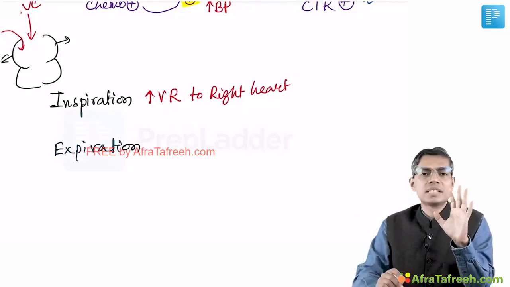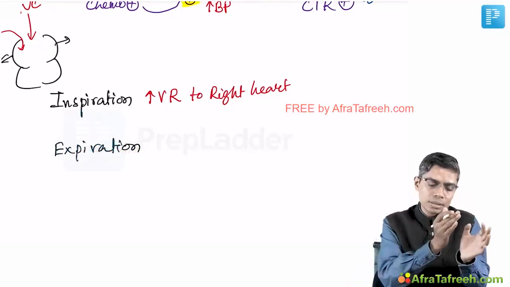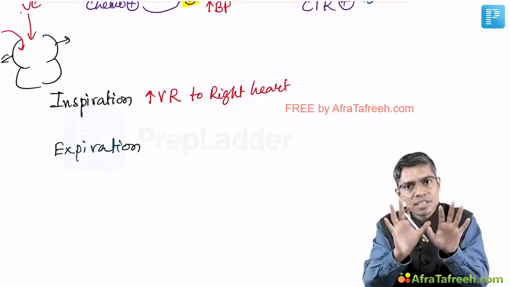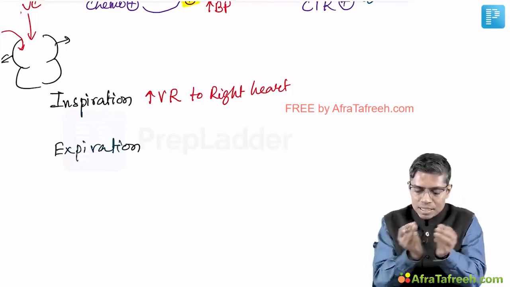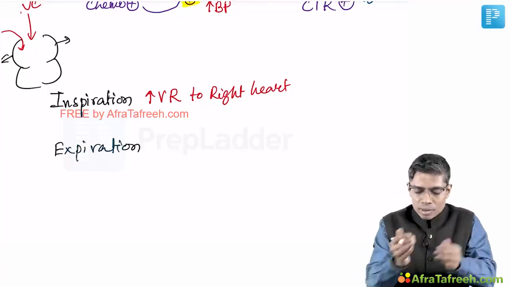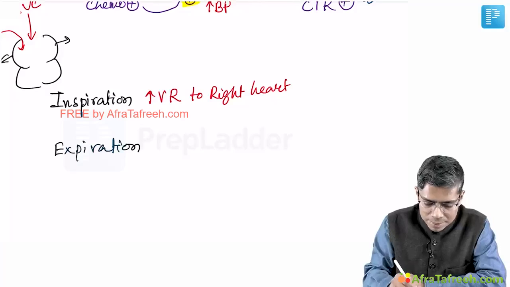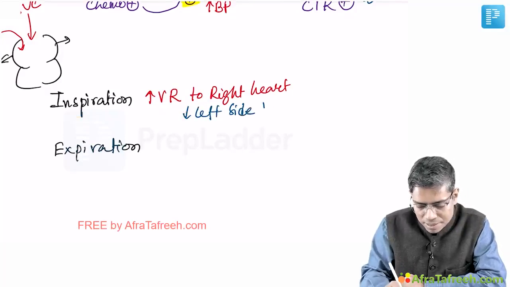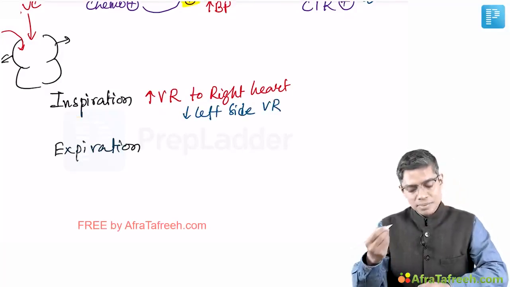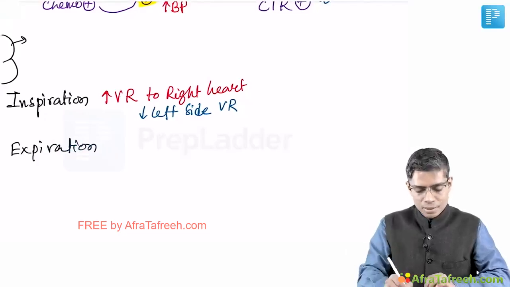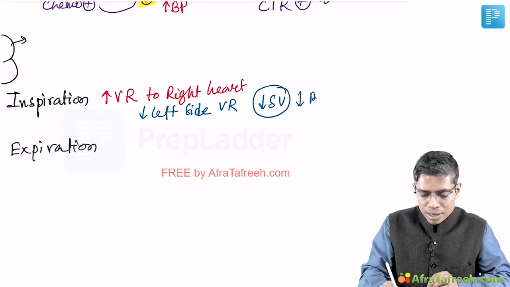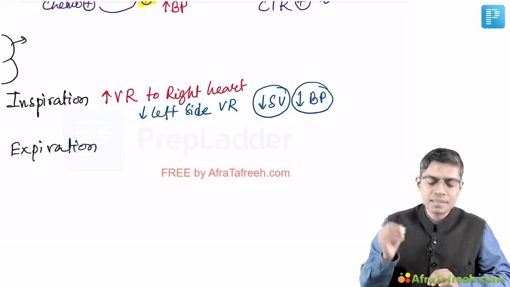So right heart venous return increase means more blood is on the right side of the heart. So obviously you have a fixed blood of 5 liter. If you take a little bit more blood on the right side, what will happen to the blood volume on the left side? There will be little decrease in left side blood volume, left side venous return. So if the venous return is low in the left side, what will happen to the stroke volume? Stroke volume will be lesser. What will happen to the blood pressure? Blood pressure will be lesser.